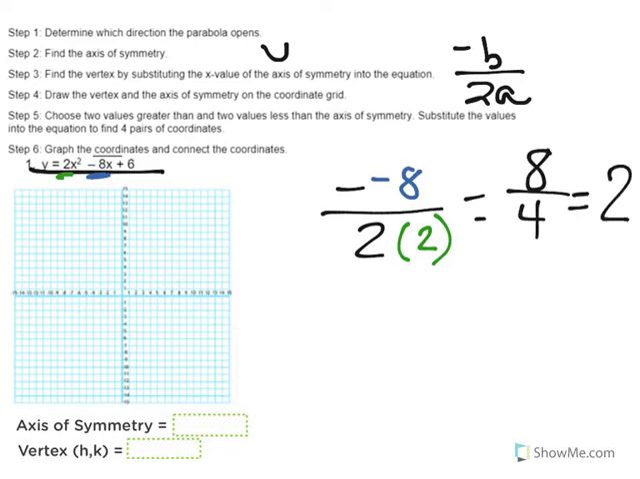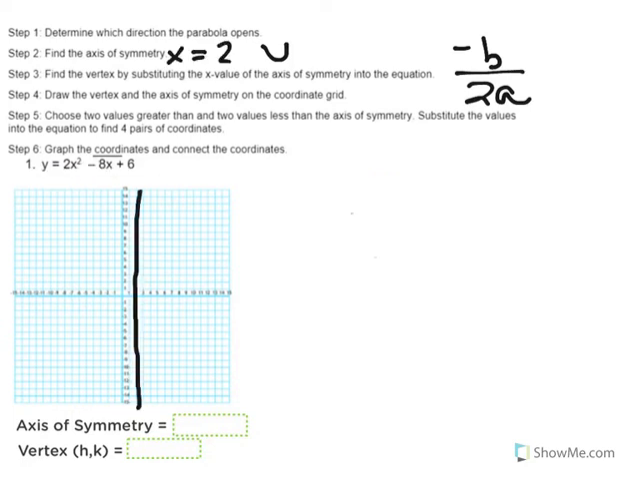I should then draw a line at x equals 2. Okay, so now that I have my axis of symmetry, I know that x equals 2 in my xy coordinate for my vertex. So I'm going to substitute it into the equation to get the y value so that I have the xy coordinate of my vertex.